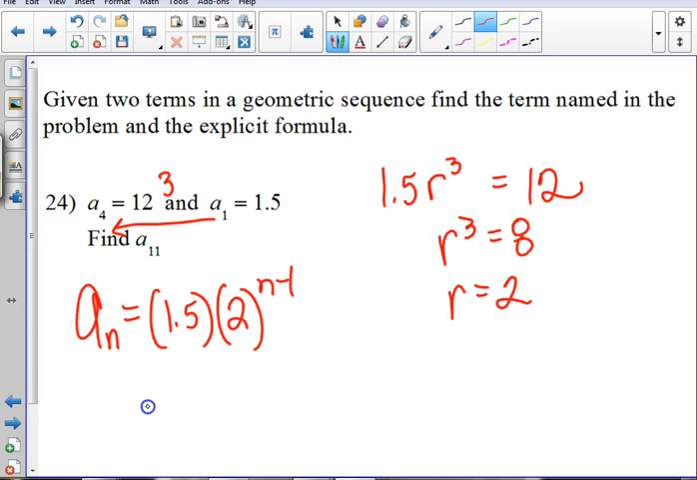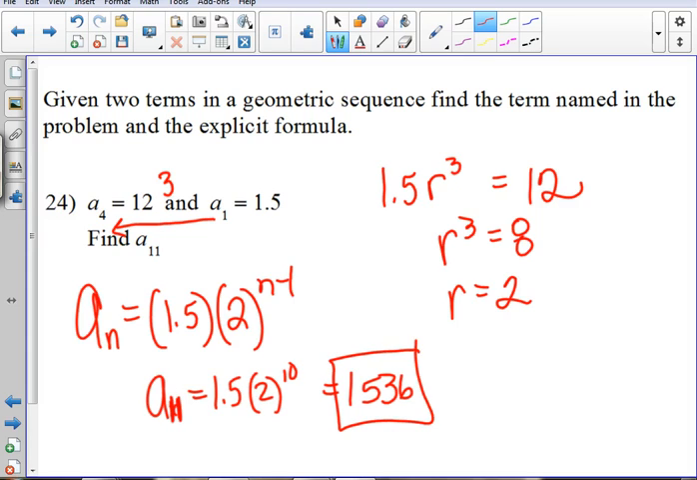And we want the 11th term. Is a decimal gonna give us an exact decimal? 1.5 times 2 to the 10th power. I got 1536 again. Did someone get that? A sub 11 would be 1.5 times 2 to the 10th, which is 1536. All right, seem pretty easy?